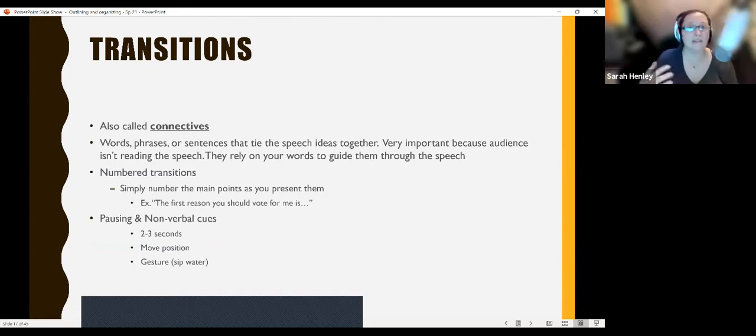The second reason, the final reason. So certainly numbered transitions, that's a really easy way to identify where we are in a speech. We're going to talk about some of these other types of transitions on the next slide, but I also want to make you aware that you can use it, because this is a speech. You can use nonverbal behavior either in place of a transition, or better yet, in addition to a transition.